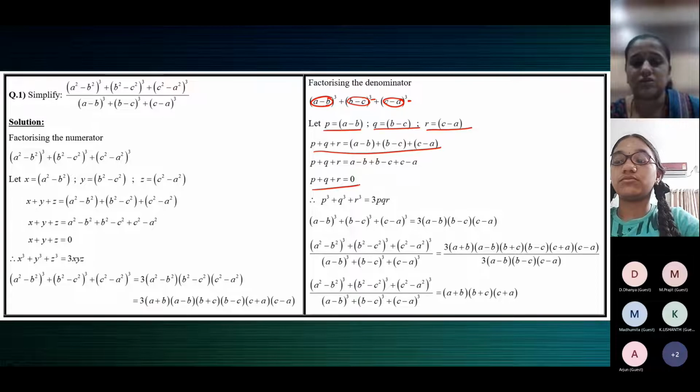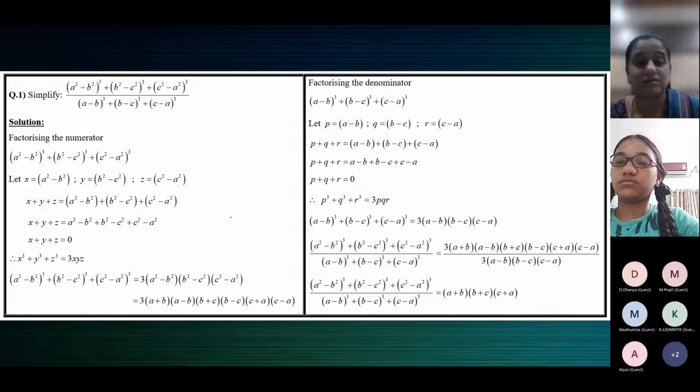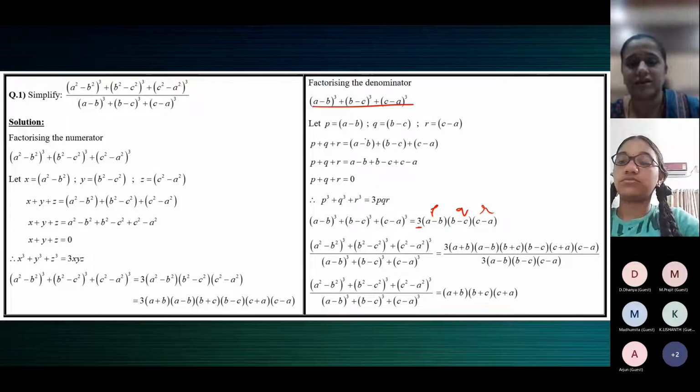It is 0. Therefore, p cube plus q cube plus r cube is equal to 3pqr, which means the factors of the numerator are 3pqr. So see here 3, this is p, q and r. What is p? A minus b. What is q? B minus c. And what is r? C minus a. So like this, factorize the numerator and the denominator using this identity.